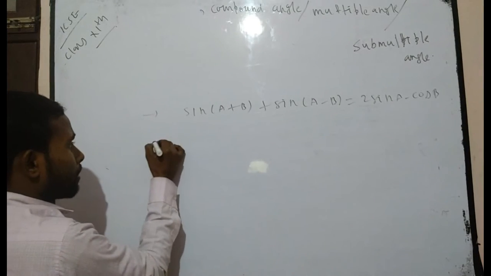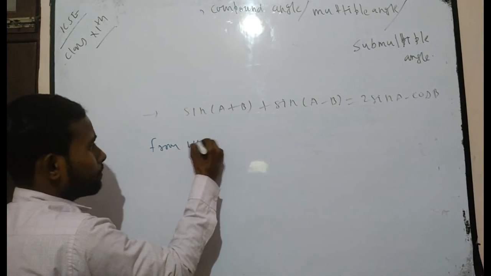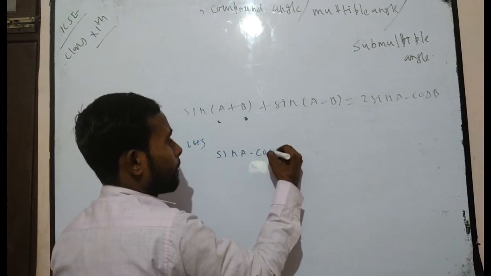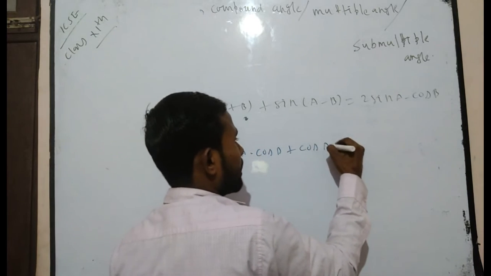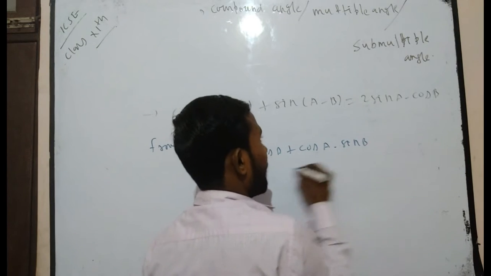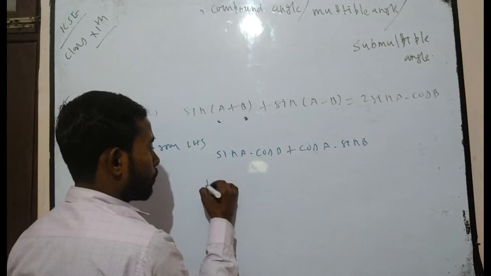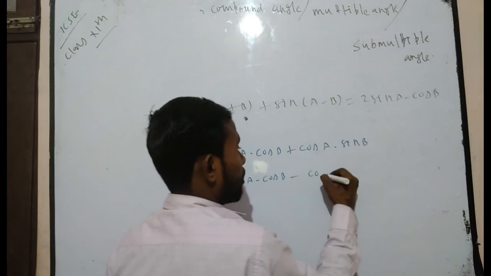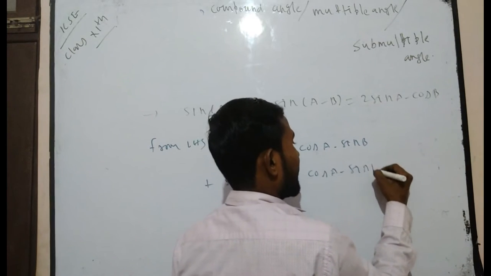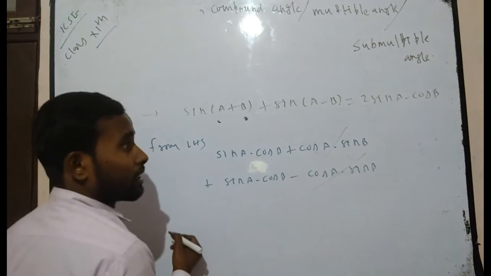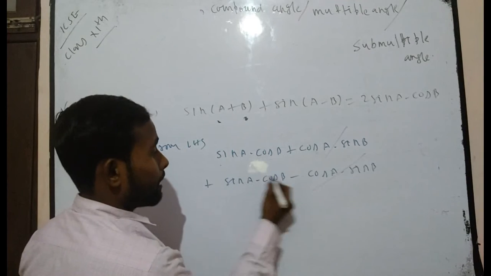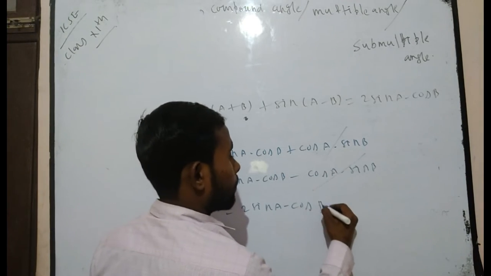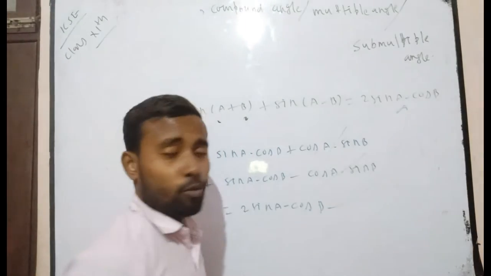See it from the LHS. As you know, sin (a plus b) can be written as sin a into cos b plus cos a into sin b, plus sin (a minus b) is equal to sin a into cos b minus cos a into sin b. In that case, cos a into sin b cancel each other, so sin a into cos b plus sin a into cos b equals 2 sin a into cos b. Similarly, you can prove all those formulas simply.